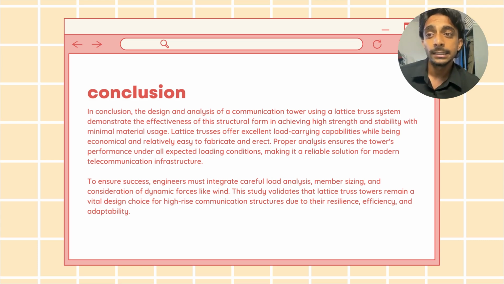To ensure success, engineers must integrate careful load analysis, member sizing, and consideration of dynamic forces like wind. The study validates that lattice truss towers remain a vital design choice for high-rise communication structures due to their resilience, efficiency, and adaptability.